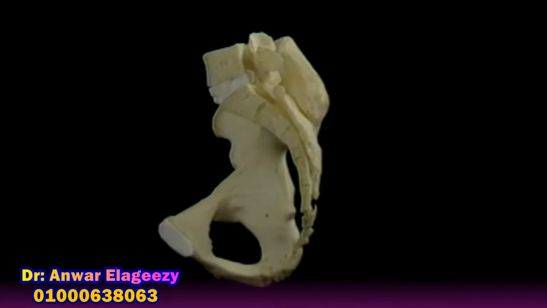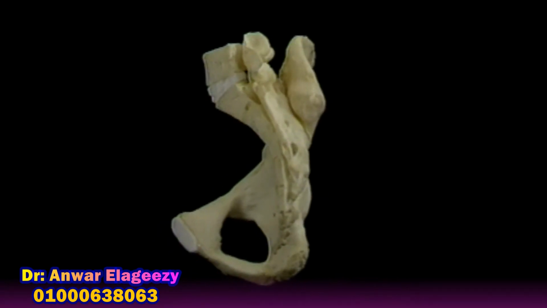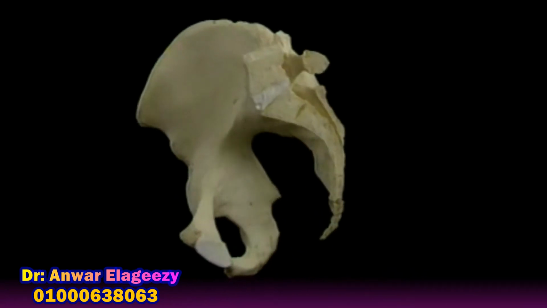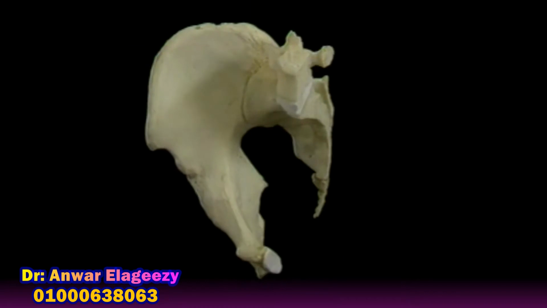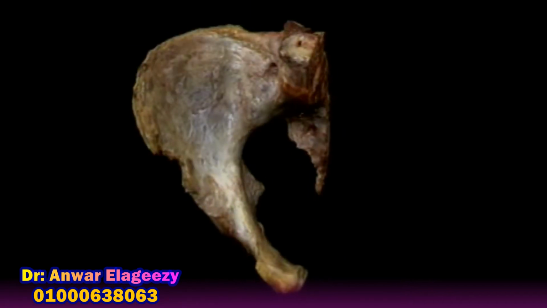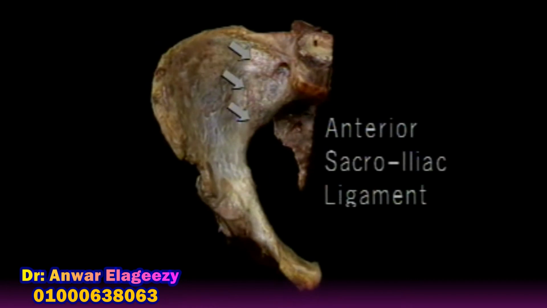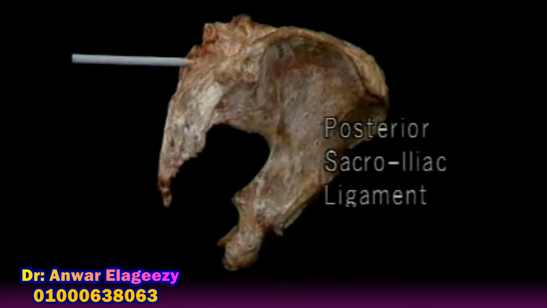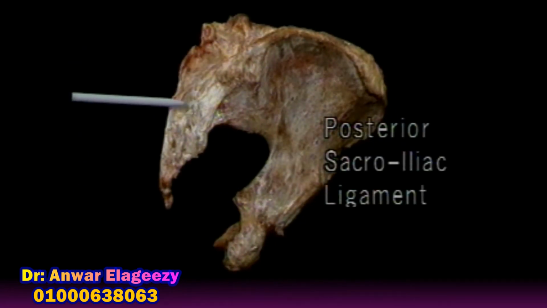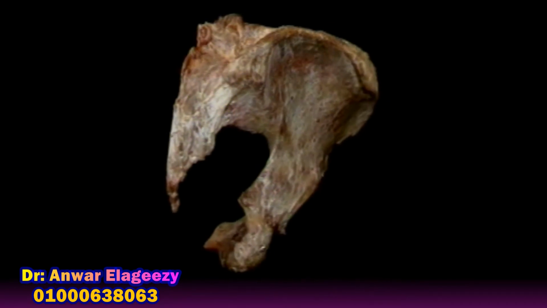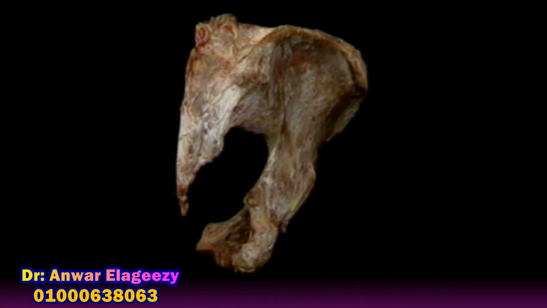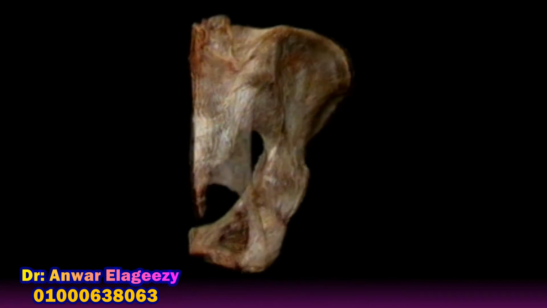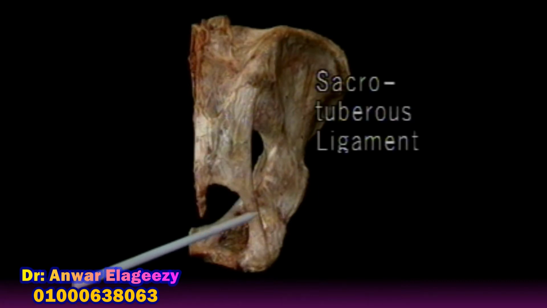The weight of the body is transmitted from the vertebral column to the hip bone at the sacroiliac joint. The sacroiliac joint is strengthened behind and in front by ligaments: the anterior sacroiliac ligament in front and the massive posterior sacroiliac ligament behind. In addition, the sacroiliac joint is strengthened by 2 major ligaments which pass from the sacrum to the ischium, the sacrotuberous and sacrospinous ligaments. Here's the sacrotuberous ligament.